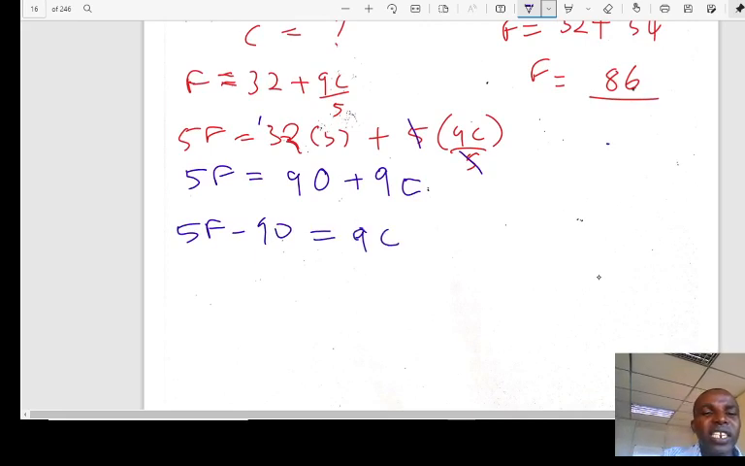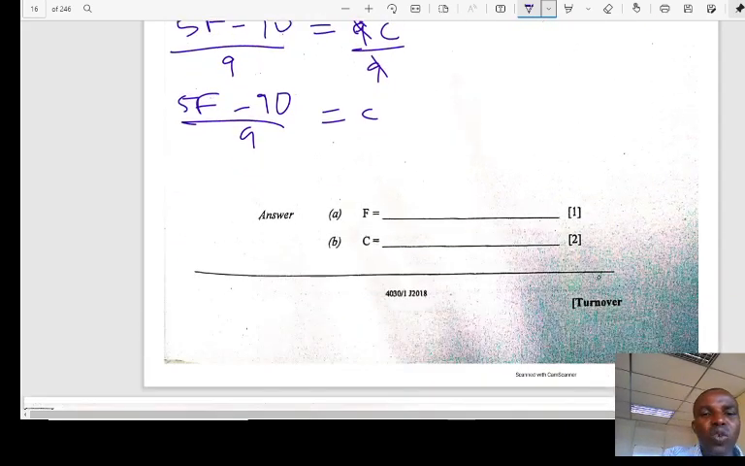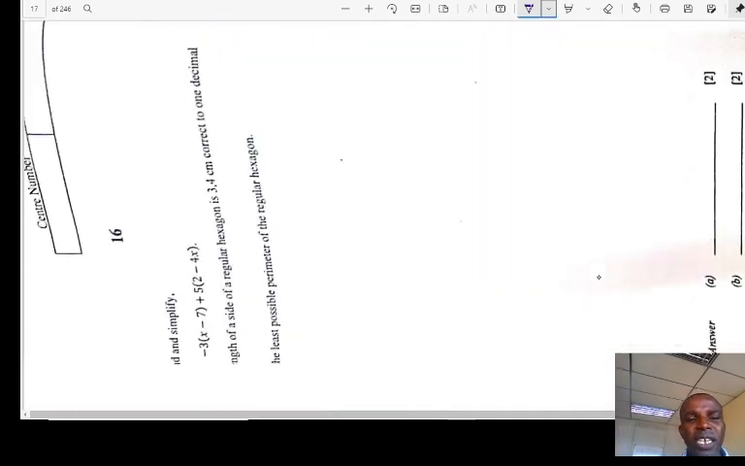Then divide by 9, divide by 9 to get rid of 9 there. So 9 will cancel out. It will be 5f minus 90 over 9 is equal to c. So you write c is equal to 5f minus 90 over 9. Done. 2 marks. Next question. Question number 15.